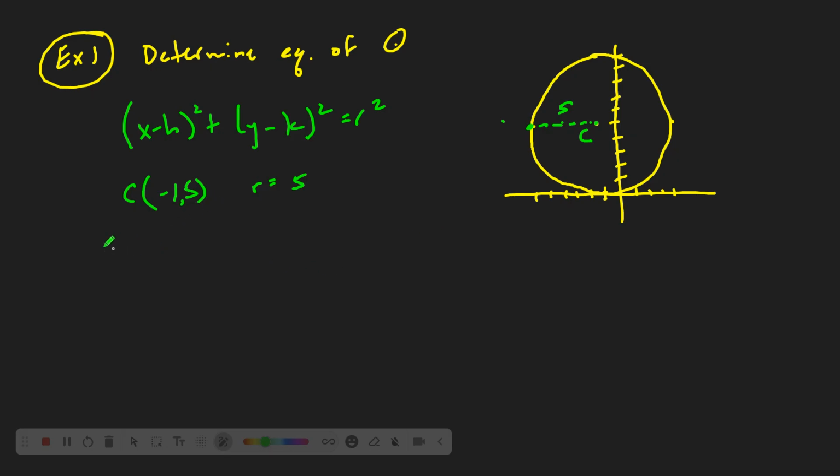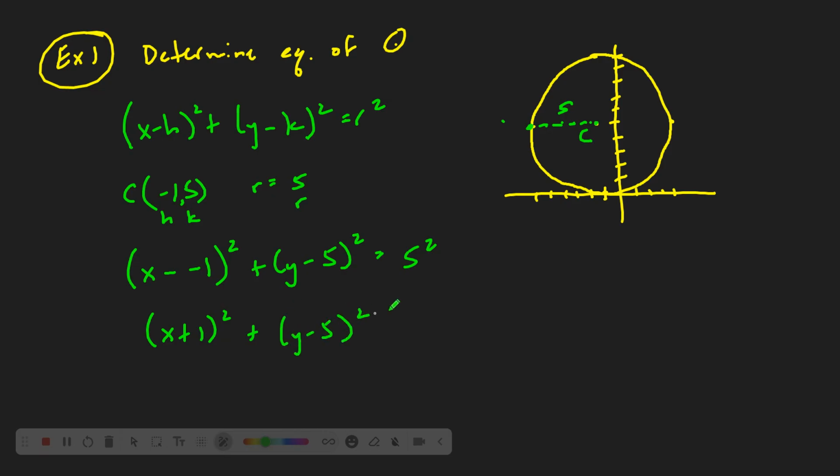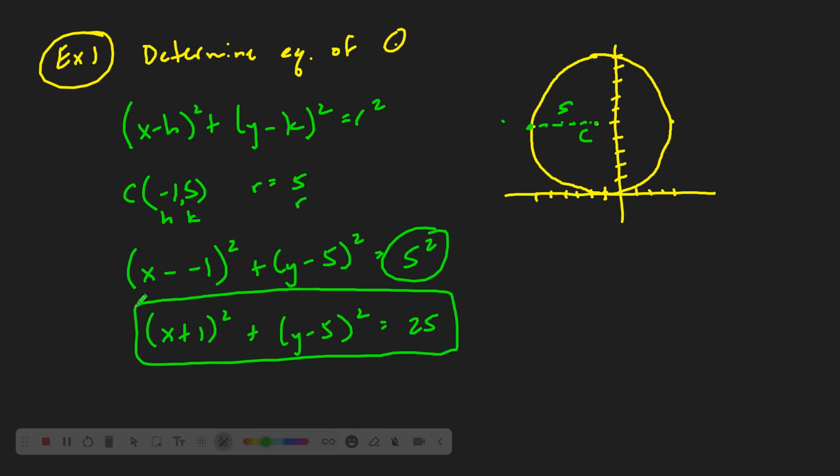So now we're going to plug in our numbers. This is my h, this is my k, and that's my r. So x minus negative 1 squared. Notice the minus minus because your h is negative. Plus y minus 5 squared equals 5 squared. So the minus minus becomes a plus, so we have x plus 1 squared. The y minus 5 squared stays alone, and then we like to actually simplify. 5 squared is 25. And there is our equation of the circle.